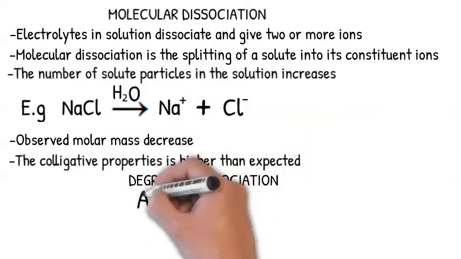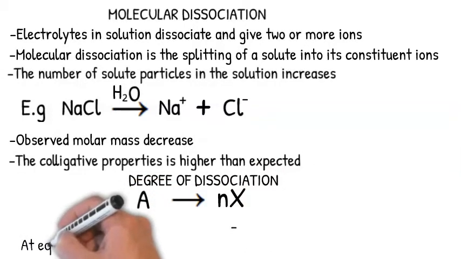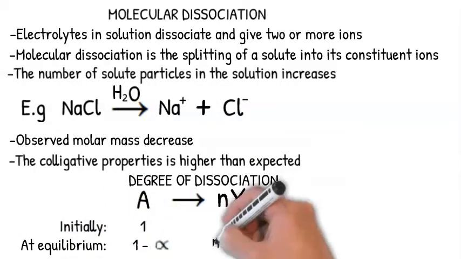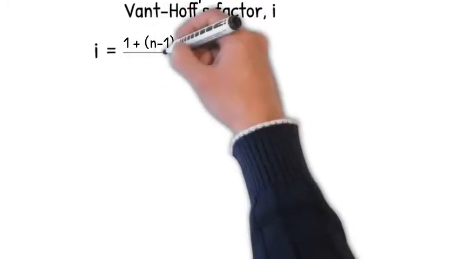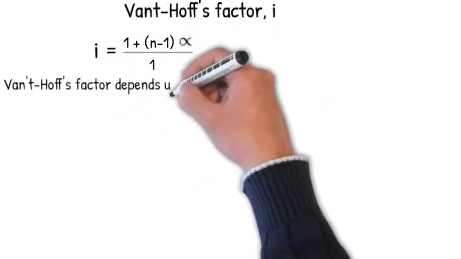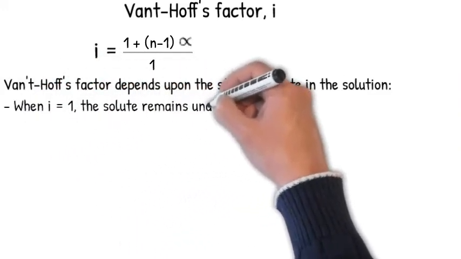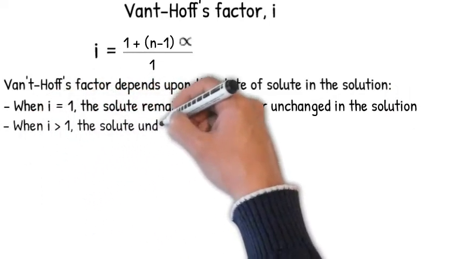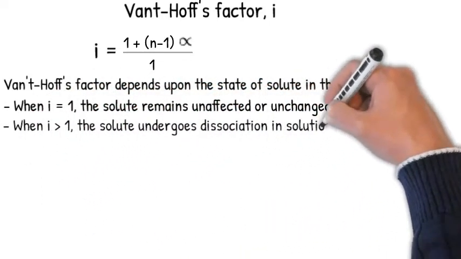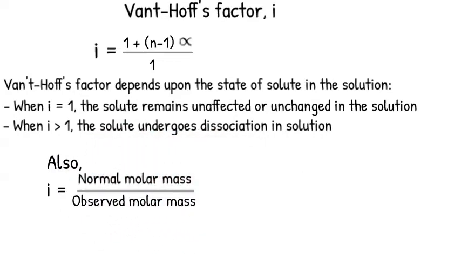Degree of dissociation. A atom dissociates to form N X's. Initially 1, at equilibrium 1 minus alpha and N alpha. Van't Hoff factor i equals 1 plus (N minus 1) times alpha, divided by 1. Van't Hoff factor depends upon the state of solute in the solution. When i equals 1, the solute remains unchanged in the solution. When i is greater than 1, the solute undergoes dissociation in solution. Also, i equals normal molar mass divided by observed molar mass.